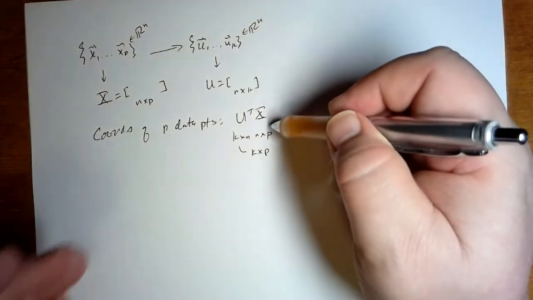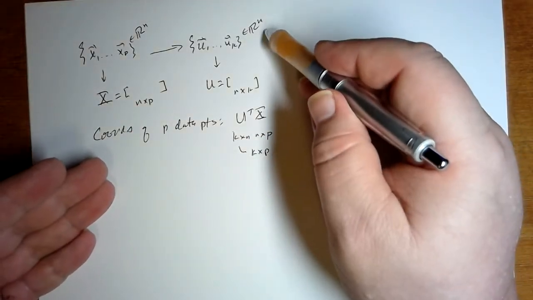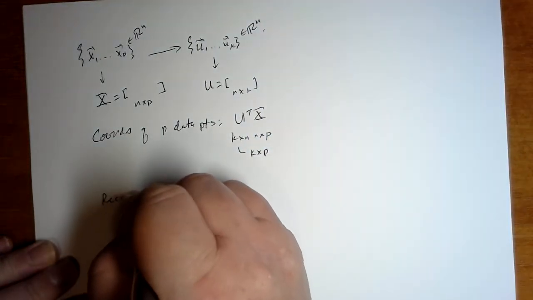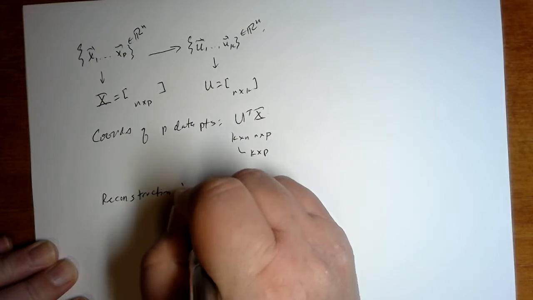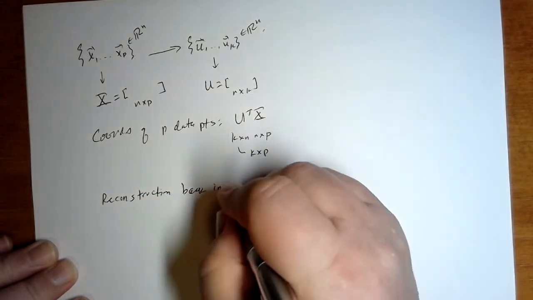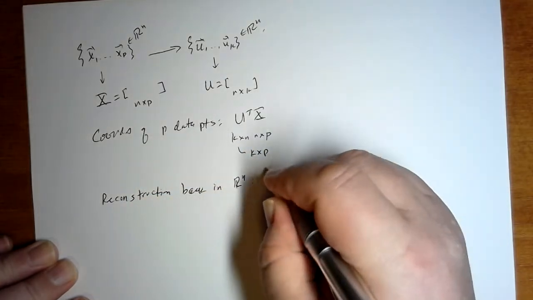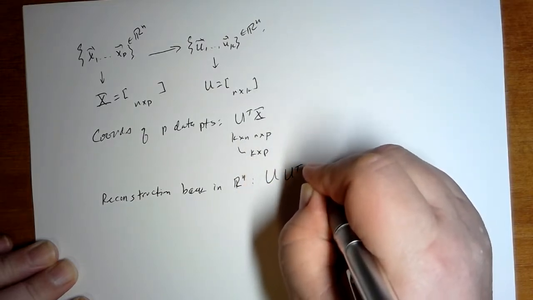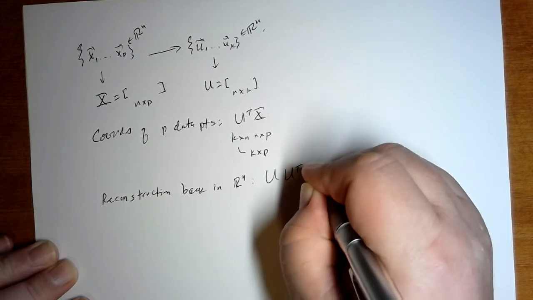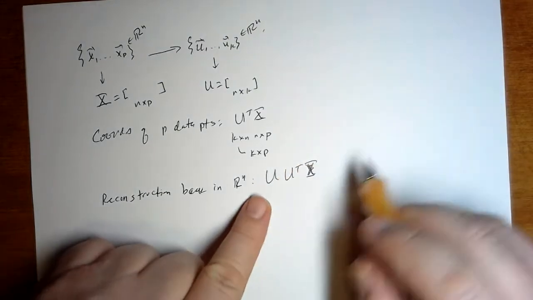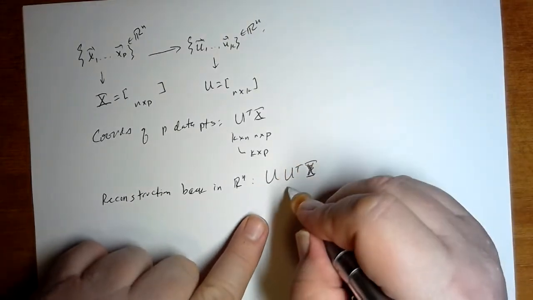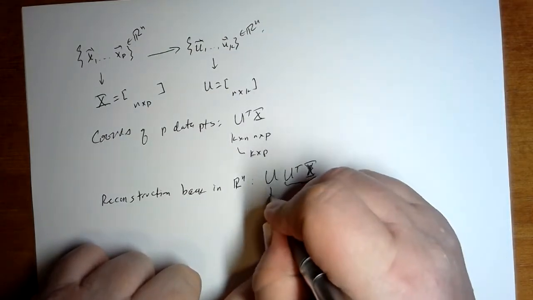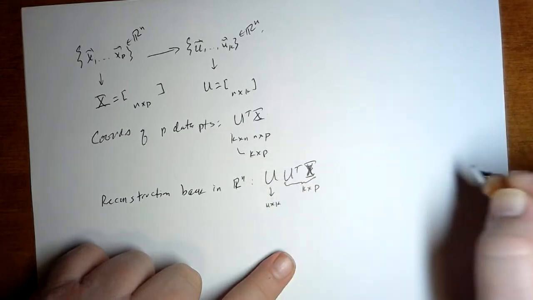Now, if you wanted to reconstruct these back in Rn, the reconstruction back in the higher dimensional space Rn would just be U times U transpose times X, matrix X. So that's U times the coordinates. This is the coordinates, that's k by p. This is n by k.